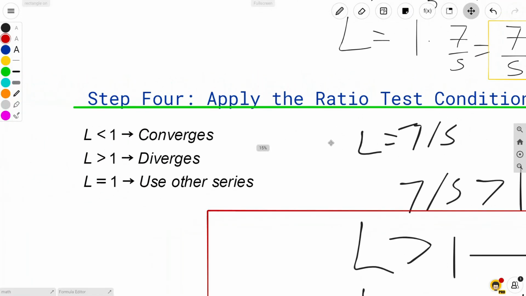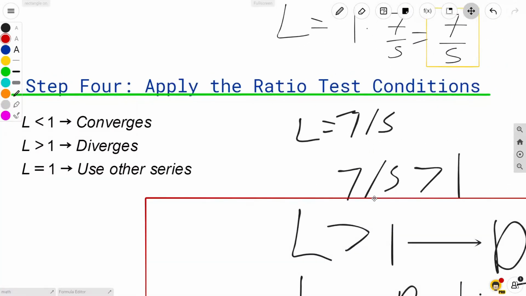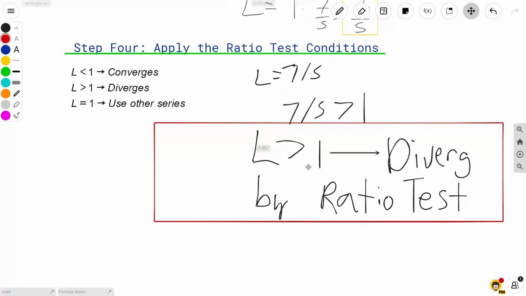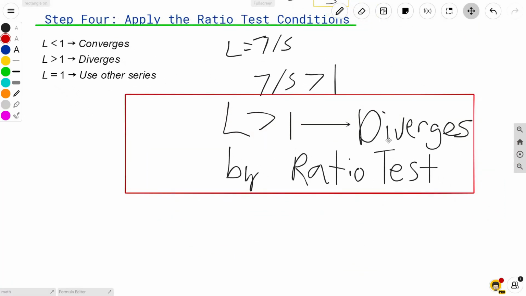Then for step 4, we applied the conditions of the ratio test. Noting that L is greater than 1, this series diverges by ratio test. And that's how you apply the ratio test.